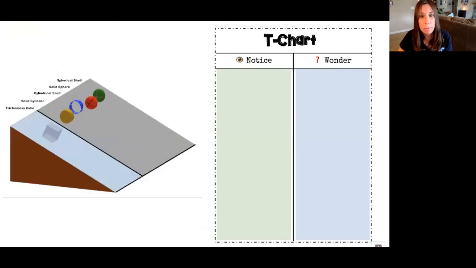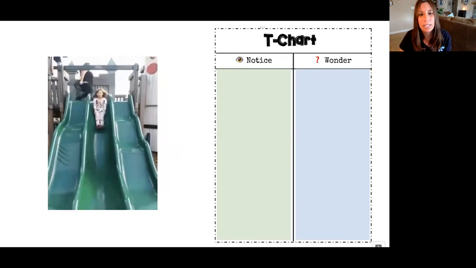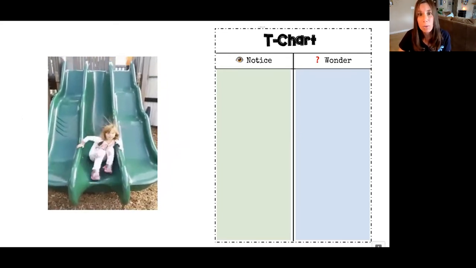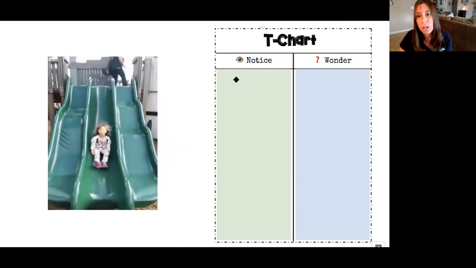Here is another picture that we're noticing and wondering about. And here's another one. Here's another cat trying to get up a slide. Why is he not going anywhere? That's what I wonder. And here's a little girl going down a slide. Oh, what happened there? I want you to notice and wonder and write everything in your T-chart.